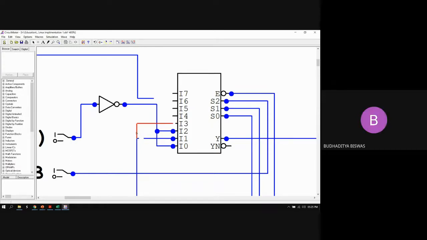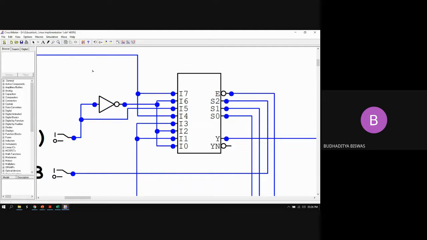So this is our 0 line. I3 is 0. Then I4 is 1. I4 is connected to 1. Then I5 is A. Then I6 is A bar. Sorry, I6 should be A bar. And I7 is 1.